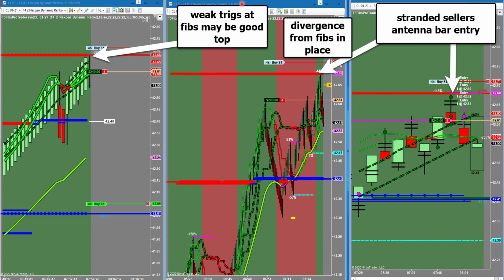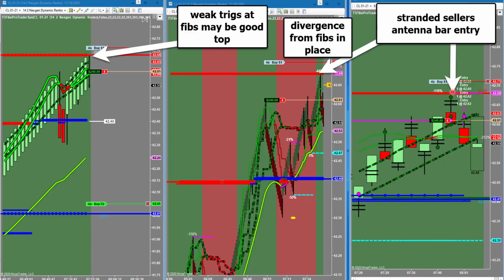We did one the other day in crude oil. This is the 18th of November, so a few days ago. And recognizing that we didn't make a real good top, and then we were making a very weak trigger line top into the edge of fibs. So right at that edge of fibs, we start watching our market flow, and lo and behold, one of our favorite bars, right? Stranded buyers, antenna bar for a short trade.